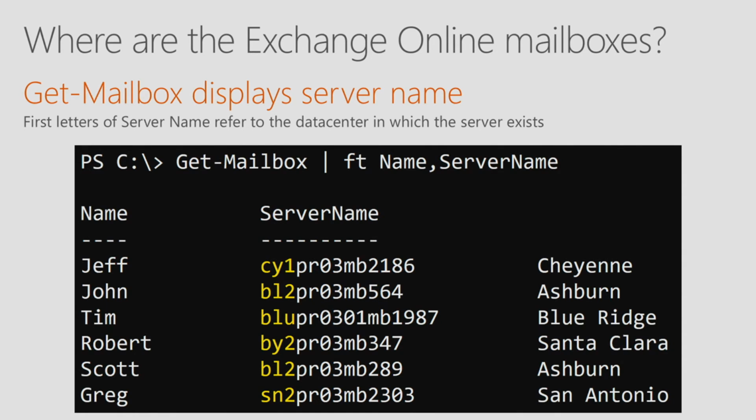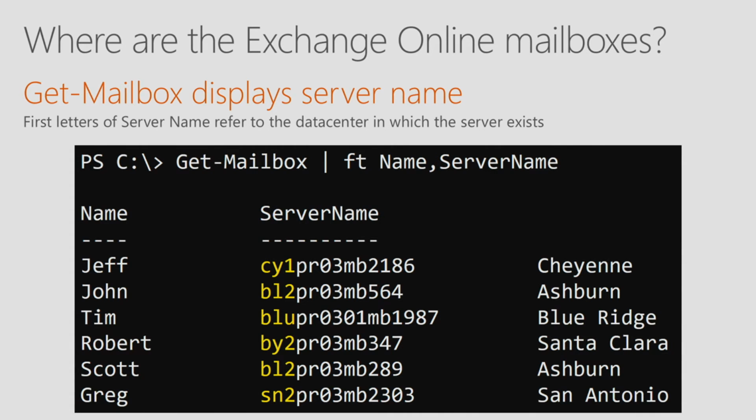Ashburn, also in Virginia, which is near Blue Ridge. Santa Clara, that's in California, if you didn't know that. And then the other one, San Antonio, SN2. Now, this is not all the data centers or all the servers they have. And I'll tell you how to decipher this.